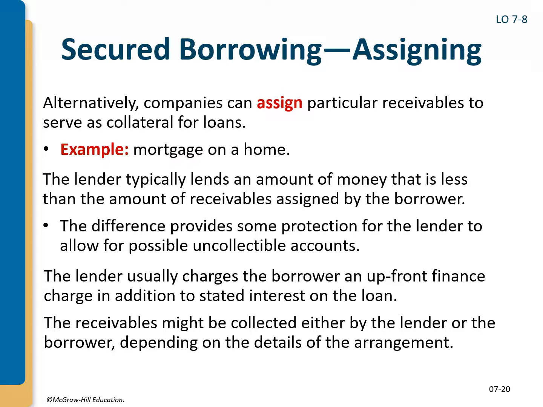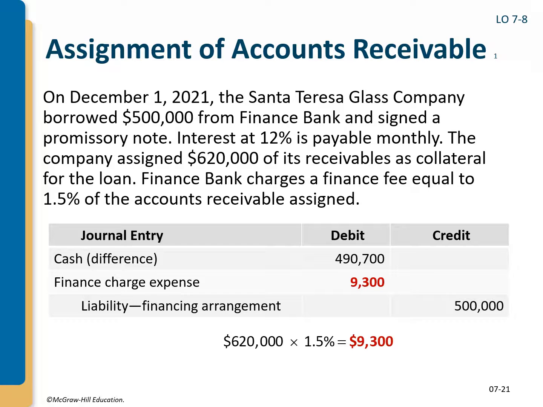So traditionally, when companies are in this situation, they'll go to the bank: I have $100,000 of accounts receivable I can use as collateral. The bank will say, okay, we'll loan you $70,000, but we'll use $100,000 of your accounts receivable as collateral, just in case any of them don't pay. They're still covering themselves. The lender usually charges the borrower an upfront financing charge and interest on the loan, so it's not for free. The receivables might be collected either by the lender or the borrower, depending on the details of the arrangement. Here's an example.